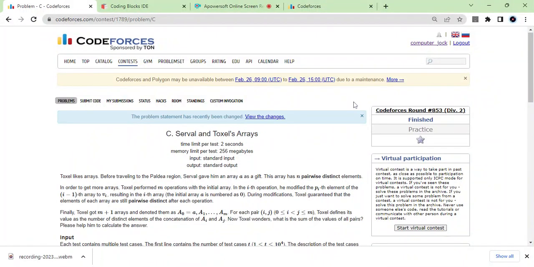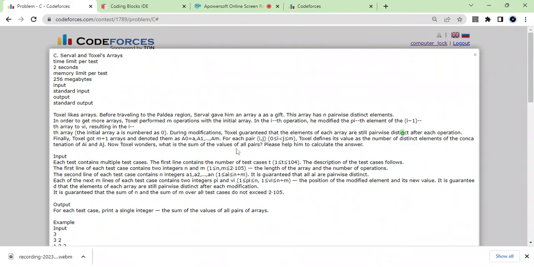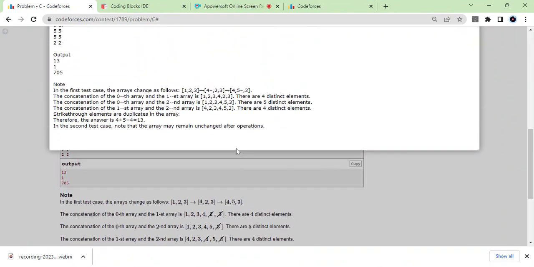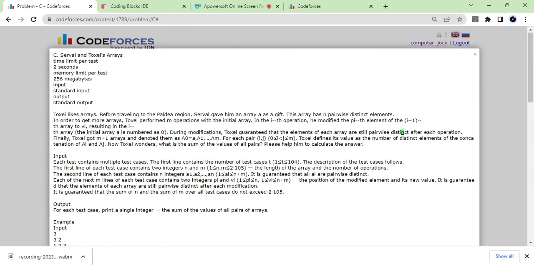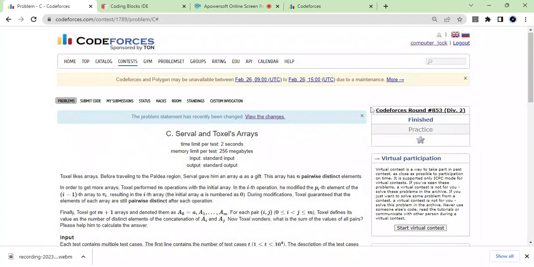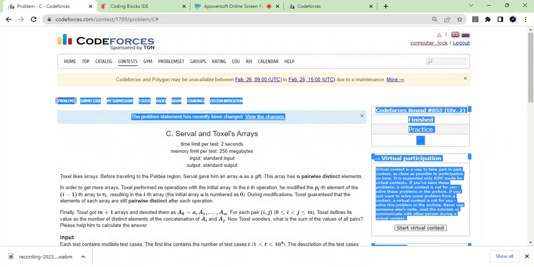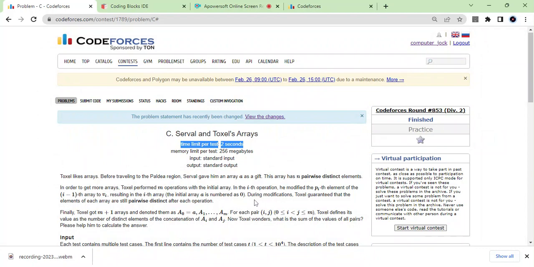Okay, so now we are doing the third problem of today's Codeforces contest 853. What is the problem change? The change is nothing but just a distinct spelling was wrong. Sorry. So yeah, 853 Div 2 third problem, Server and Toxel Array.